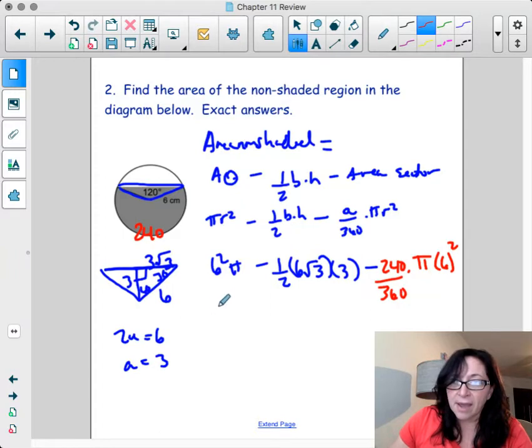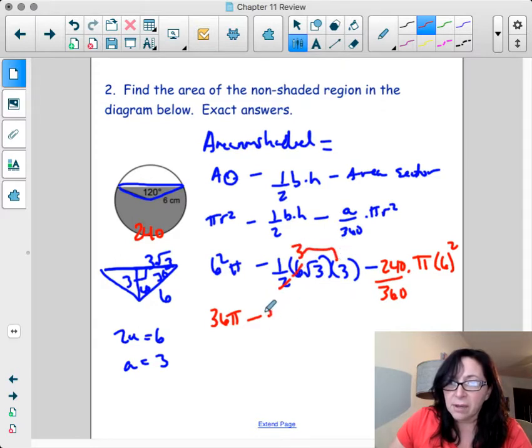Okay, so now we have 36 pi minus, let's see, 2 goes into 6 3 times. 3 times 3 is what, 9? So we have 9 root 3 minus, and then 240 divided by, oh boy, let's see here. Actually, 6 times 6 is 36, so I'm going to cancel that with that, and I'm going to get 24 times pi, which is 24 pi.